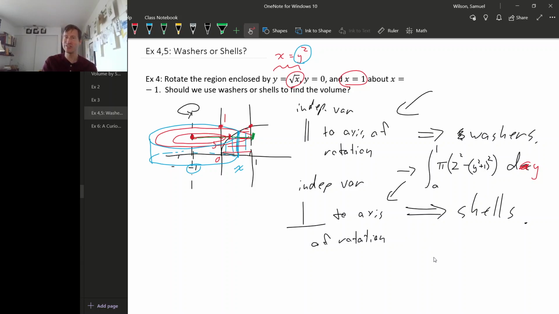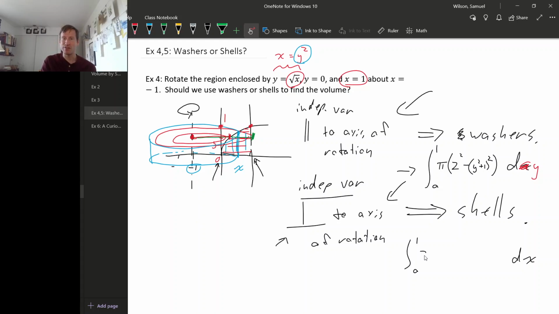Now let's do a shell-style integral. So for shells, we're going to integrate from our inside x value, which is 0, to our outside x value, which is 1, dx, and it is dx this time, because to get shells, our independent variable has to be perpendicular to the axis of rotation. So that's the x direction that's perpendicular to our axis of rotation.